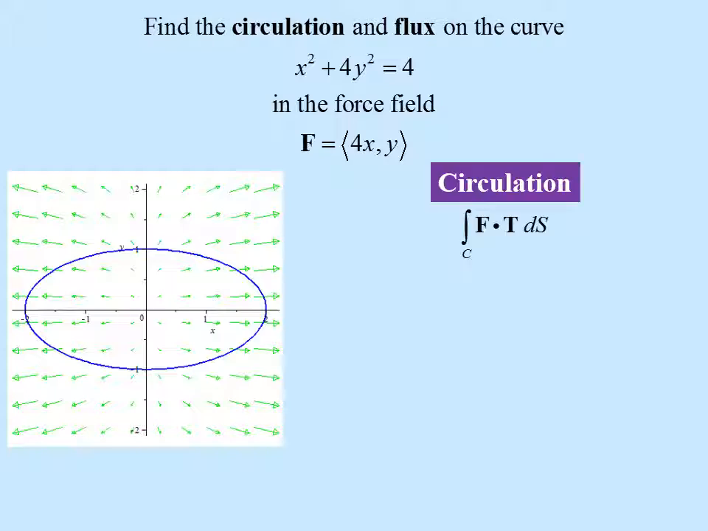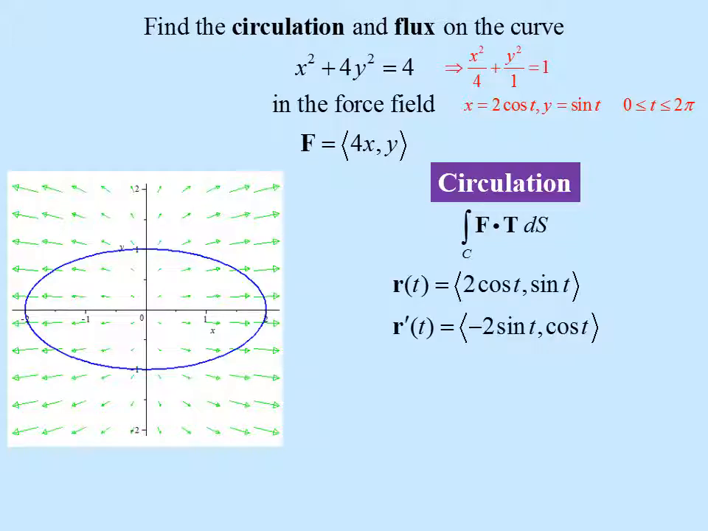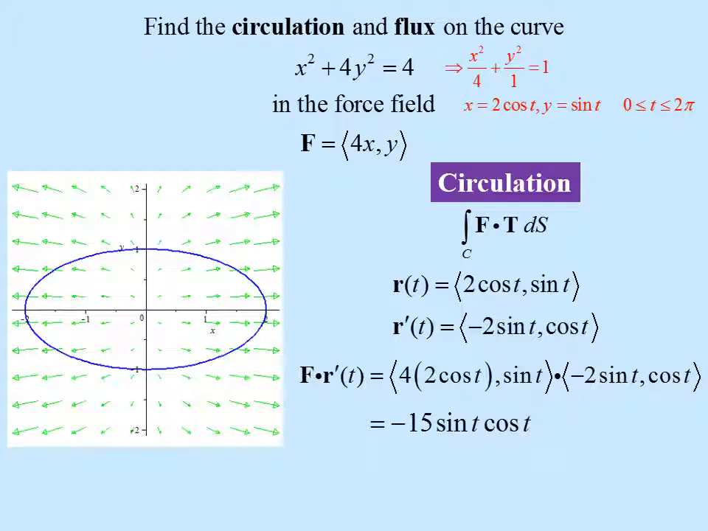So here is our circulation integral, and again, that's not what we actually compute. We'll parameterize our curve. We'll do the derivative of that. We'll change F using our parameterization into t's. We'll do the dot product, and then we'll integrate that. Seems to match what I thought in the beginning.